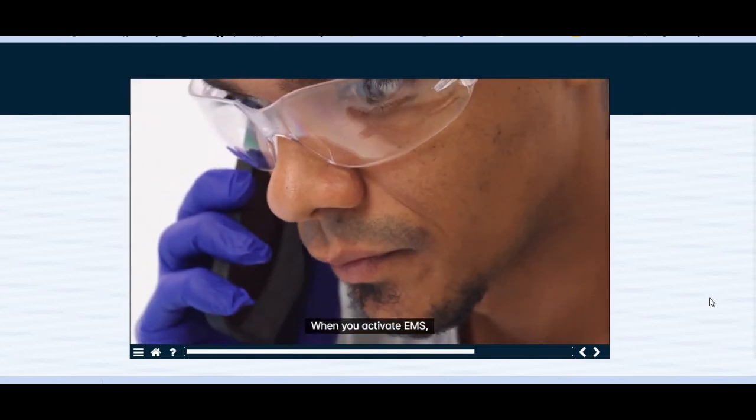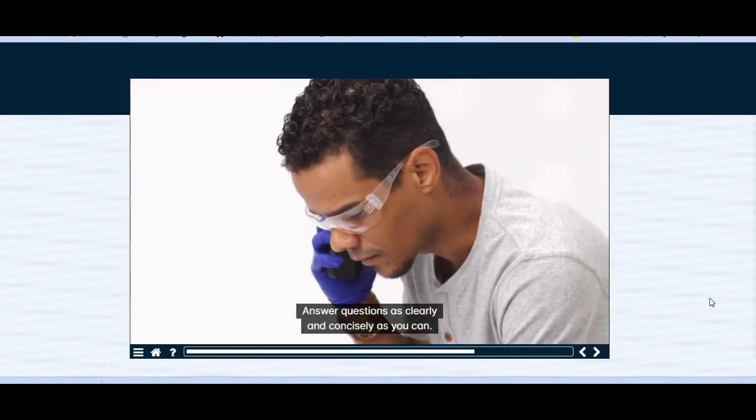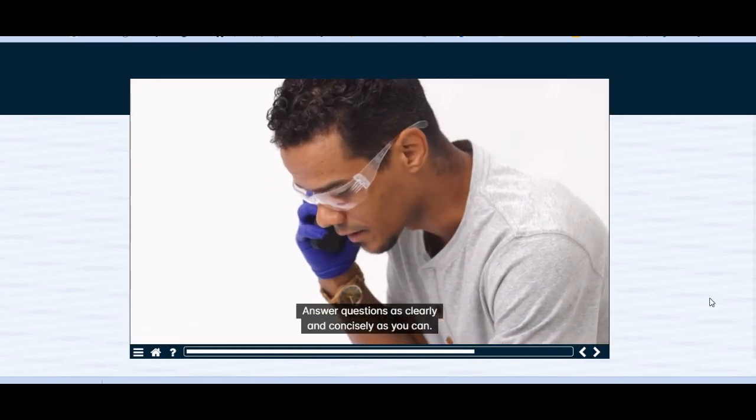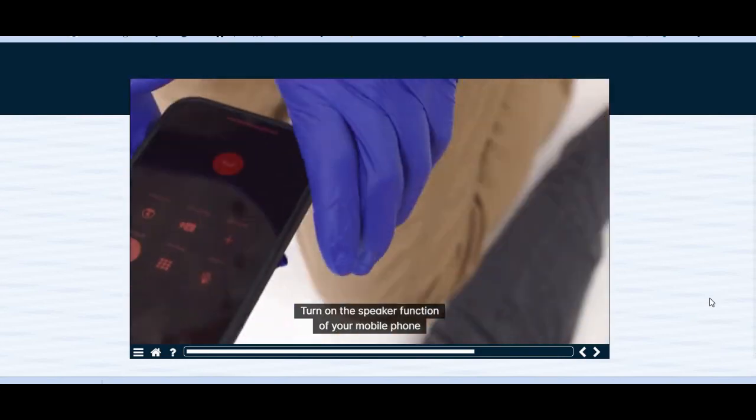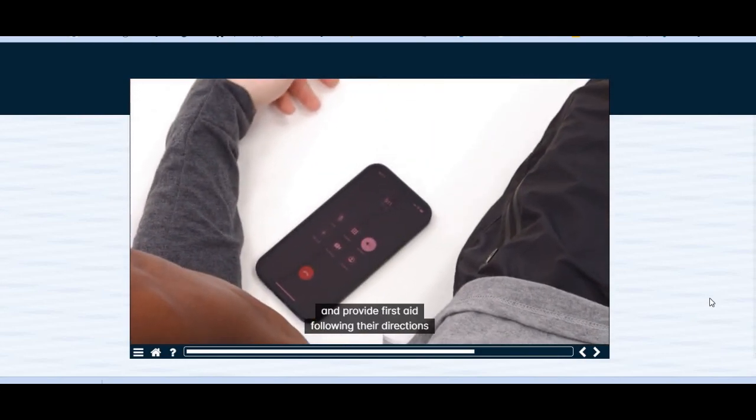When you activate EMS, listen to and follow the dispatcher's instructions. Answer questions as clearly and concisely as you can. Turn on the speaker function of your mobile phone so you can listen to the dispatcher and provide first aid following their directions at the same time.